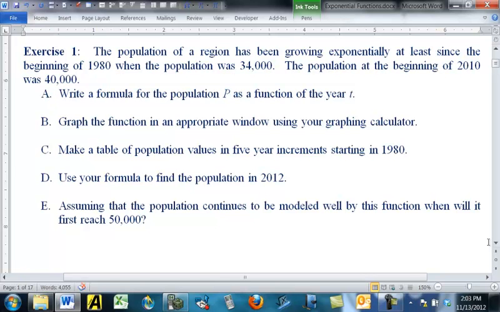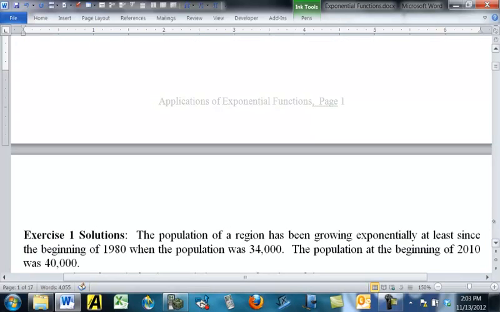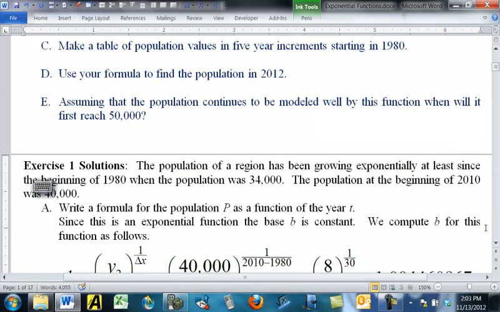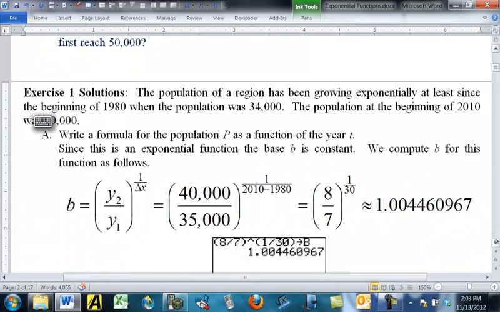So see if you can work this out. Come back when you've gotten your answer. Press pause now. So I have the solution worked out here.